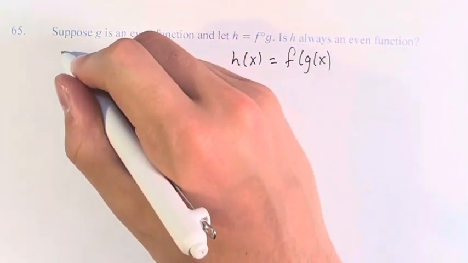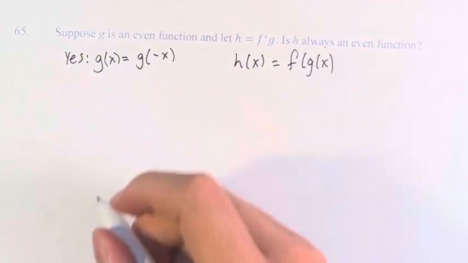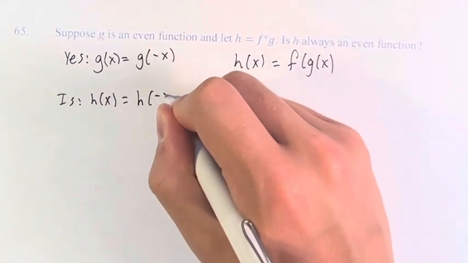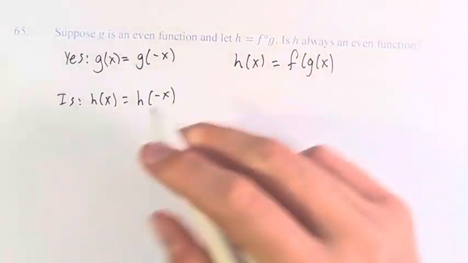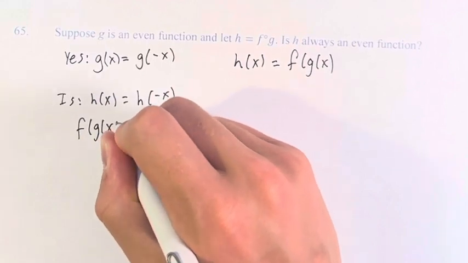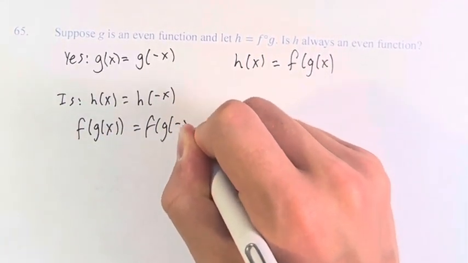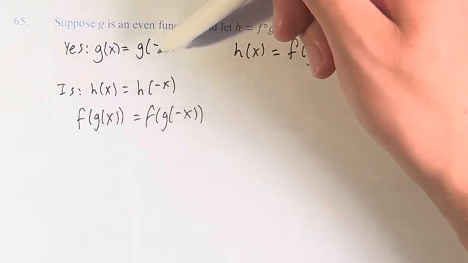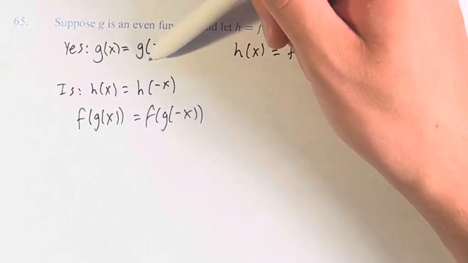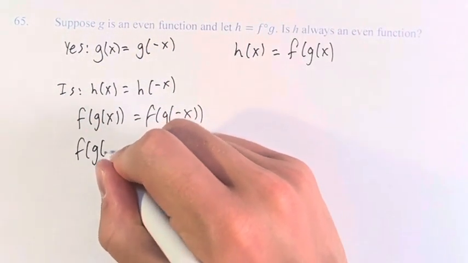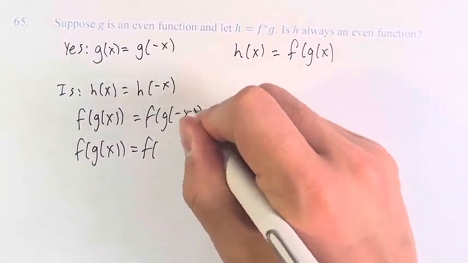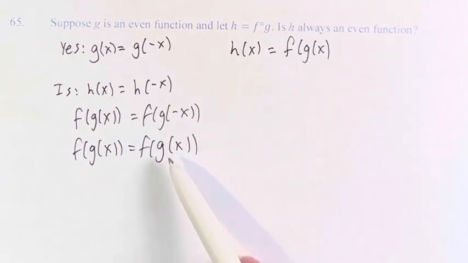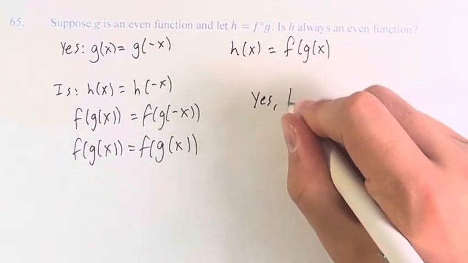So we know, yes, g of x equals g of negative x. Therefore, is h of x equal to h of negative x? Well, plugging in what we know about it, this is asking, is f of g of x equal to f of g of negative x? And by using substitution, since g of x equals g of negative x, for g of negative x, we can plug in g of x. So this side stays the same. G of negative x equals g of x. So this is f of g of x. And of course, f of g of x equals itself. Therefore, yes, h is always even.